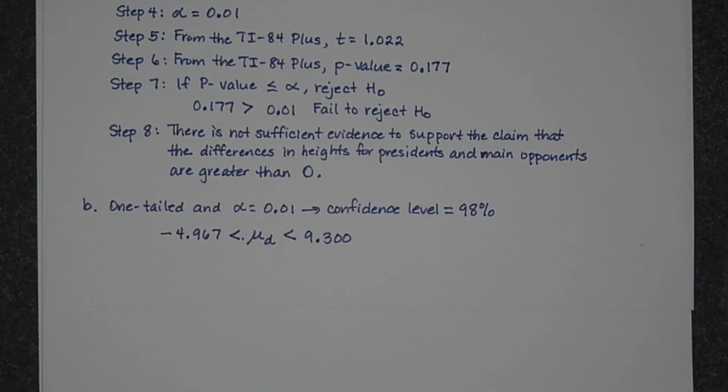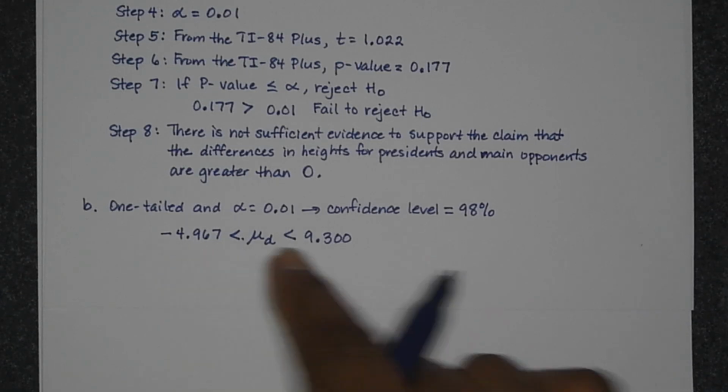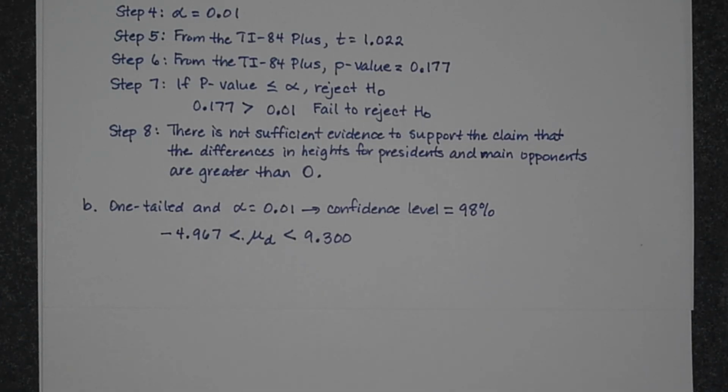So here we're 98% confident that the true mean difference in heights for presidents and main opponents falls between negative 4.967 and 9.300. You can see that 0 is in between those two, since one's negative and the other one's positive. So 0 is in there, which means we fail to reject the null hypothesis and say that there is not sufficient evidence to support the claim that the differences in heights for presidents and main opponents are greater than 0. Are there any questions about problem number 3?